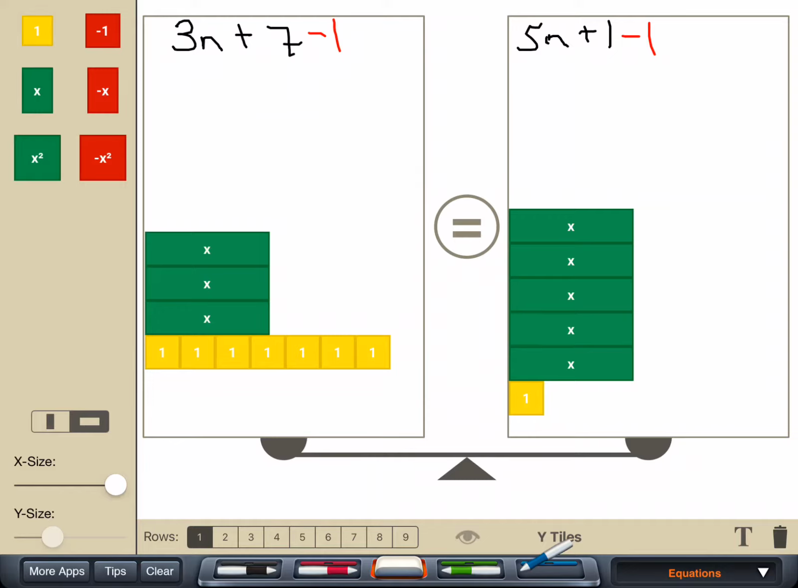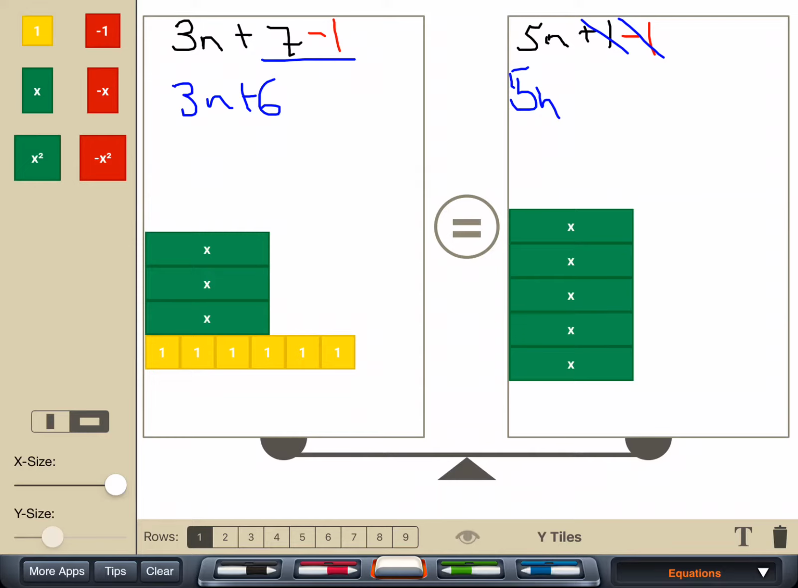I start by taking away the 1 on the right side. So 5n plus 1 minus 1, I can take away the 1 here. There it goes. That's me subtracting the 1. And so I'm left with 5n, because 1 minus 1 is 0. But what I do to the left, I must do to the right, so I'm going to subtract my 1 here. And what am I left with? I'm left with my 3n, and 7 minus 1 is 6. And of course I have 6 ones below here.